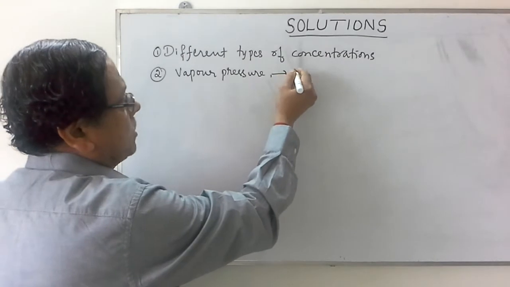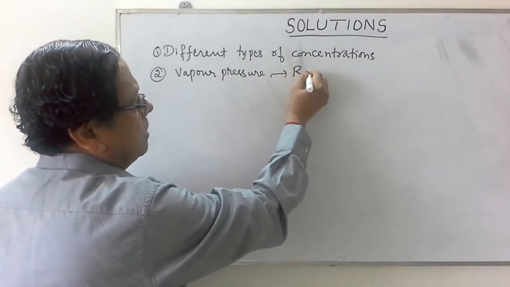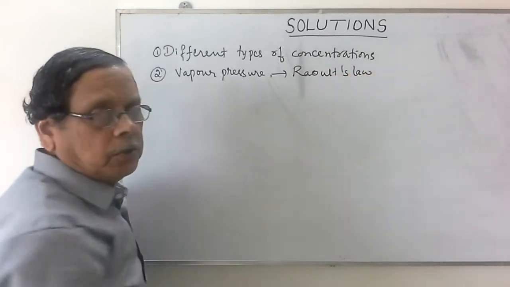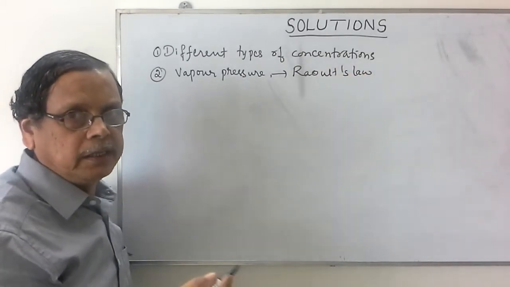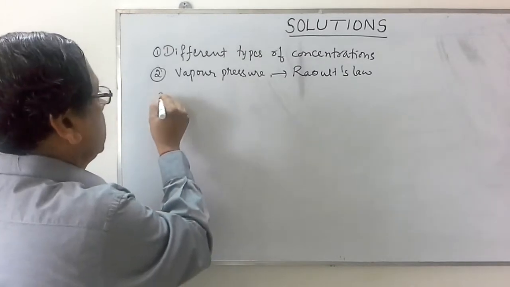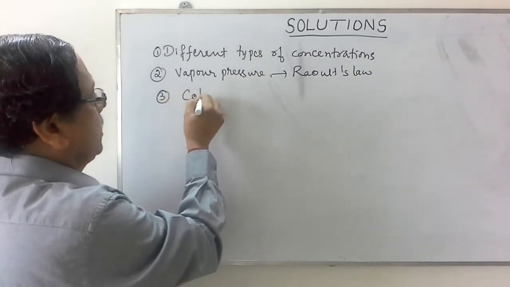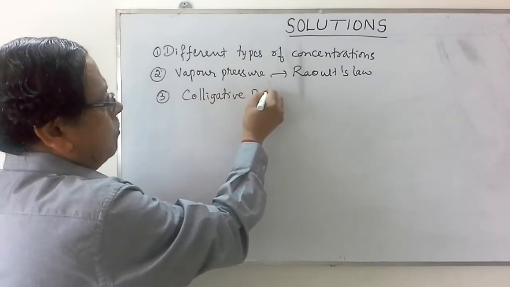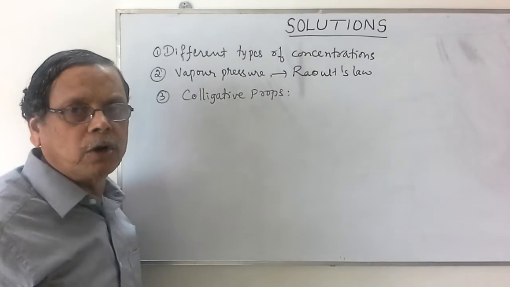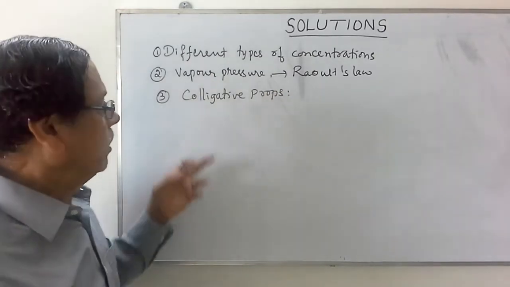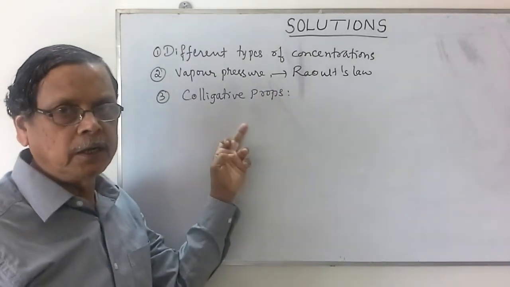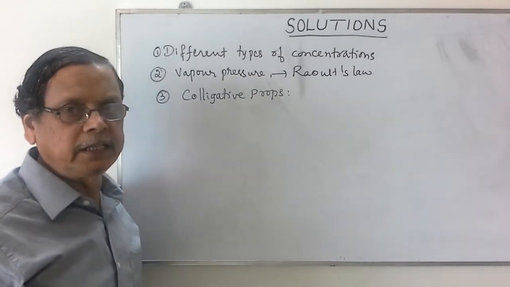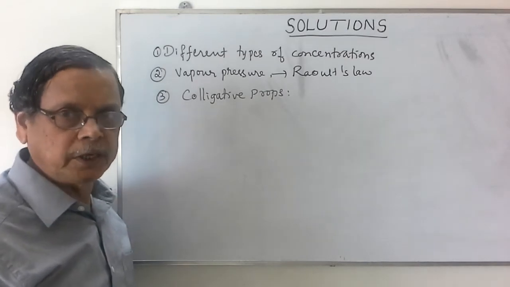Relative to this one, we study Raoult's law. This is with respect to the relative lowering of vapor pressure as a colligative property. Then the third one, we study these colligative properties. We study mainly four types of colligative properties. One is the relative lowering of vapor pressure. The next one is elevation in the boiling point. Third one, depression in the freezing point. The last one is osmotic pressure.